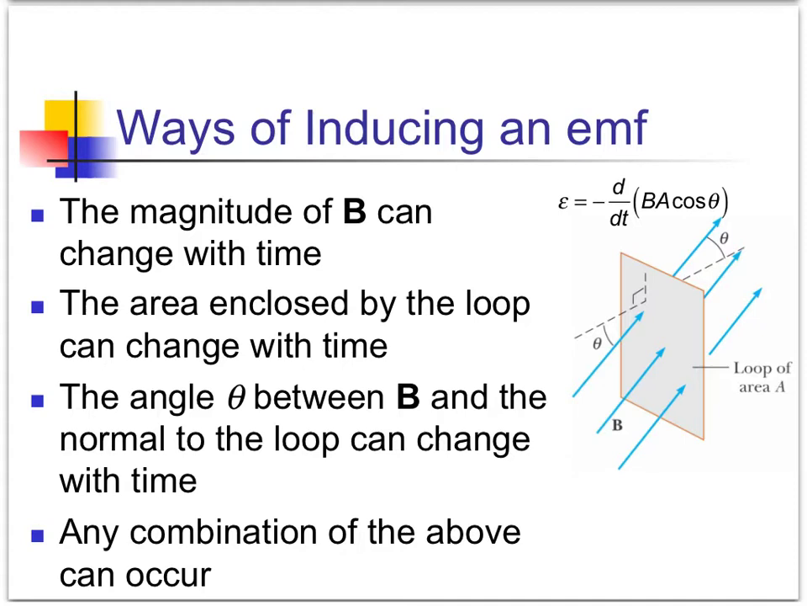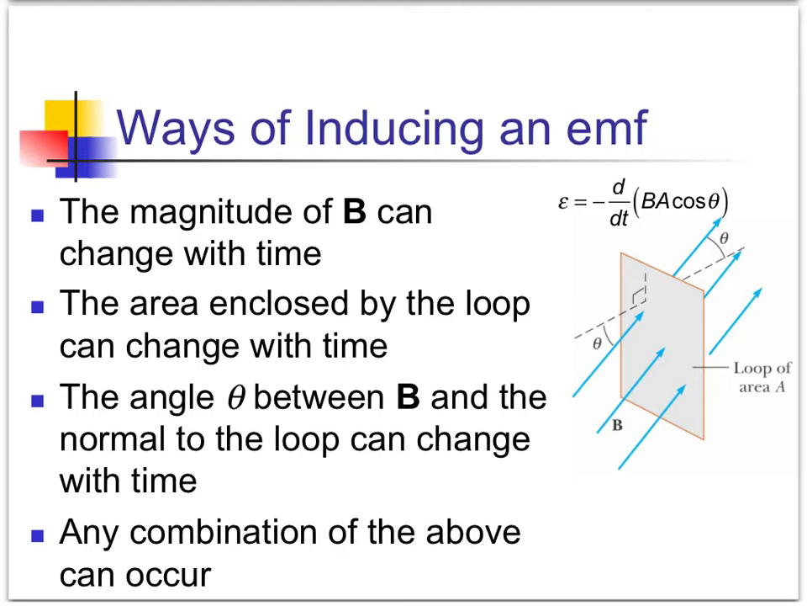So if both, say, the magnetic field and the angle were changing, I would need to take both of those into consideration and use the chain rule. So it would be dB/dt times A cosine theta plus BA sine theta d theta/dt.